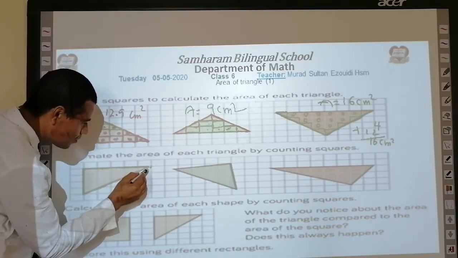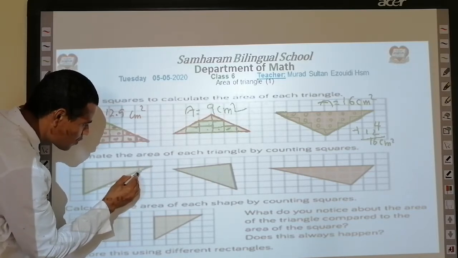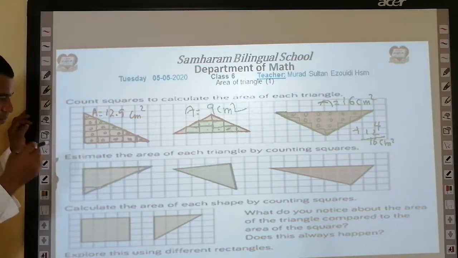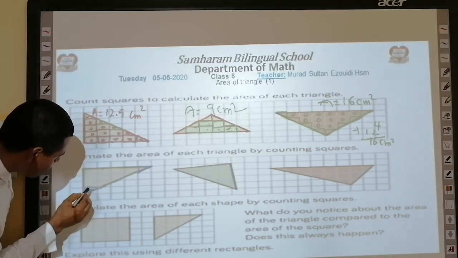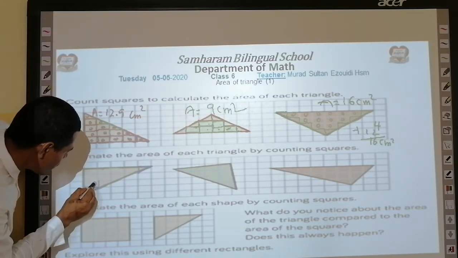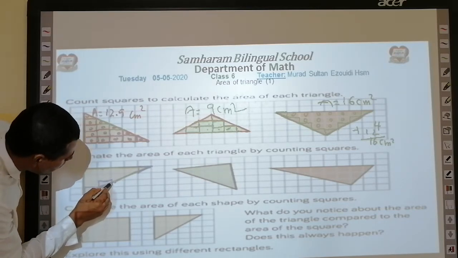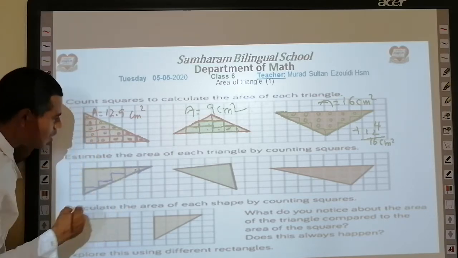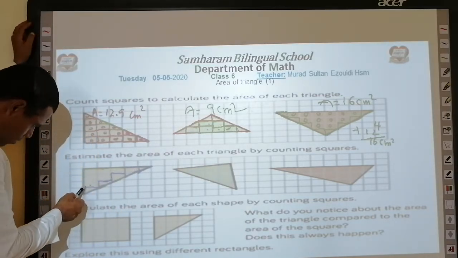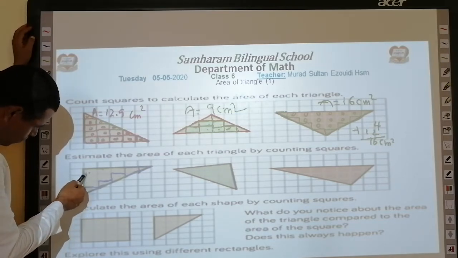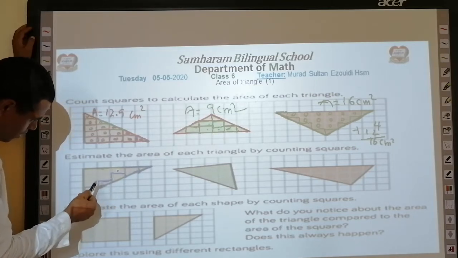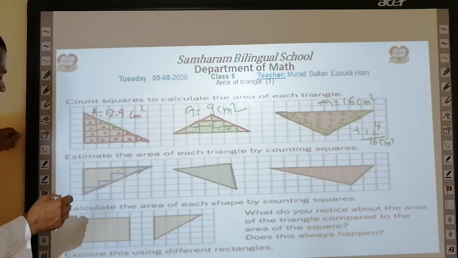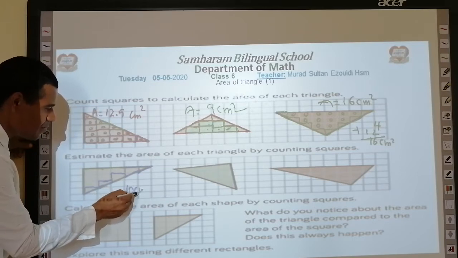Okay, I will try to count the half squares. This is square number 1. Okay, and this is square number 2. Half and half gives 1 square. Then also this one, more than half. Okay, this one also more than half. This one also more than half. Okay, we will try to estimate it. So, 1, 2, 3, 4, 5, 6, 7, 8, 9, 10, 11. Okay, we have 1, 2, 3, 4. 1, 2, 3, 4, 5. Okay, so approximately this one is 10 centimeters squared.